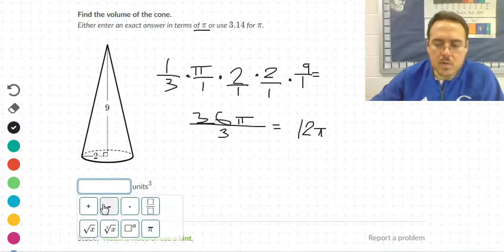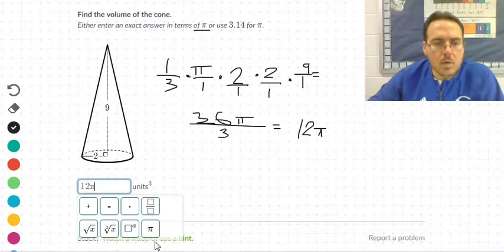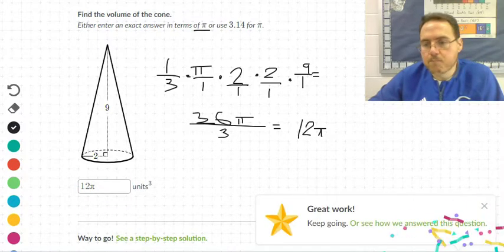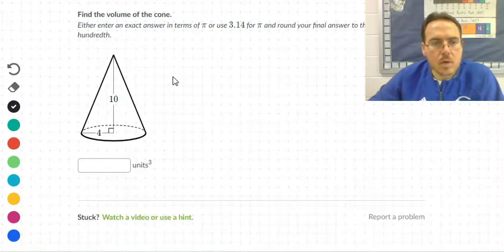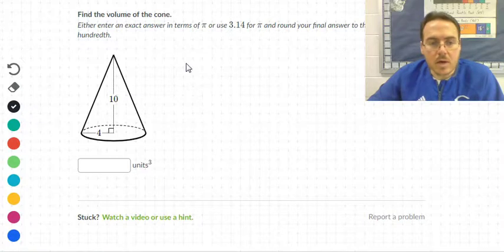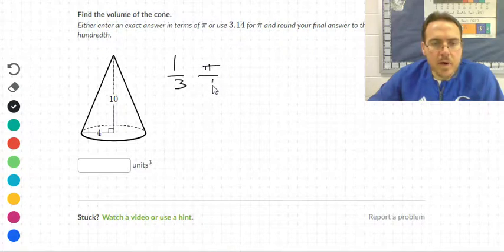Let's see if that works. 12 pi. Sweet, that's the volume of this cone. Again, they're not hiding anything at all. They give you the height, they give you the radius, and they just say do it. That'll be 1/3 pi r squared, so that'll be pi over 1, r is 4, so it'll be 4 over 1, 4 over 1, and we're just going to multiply everything together times 10 over 1.